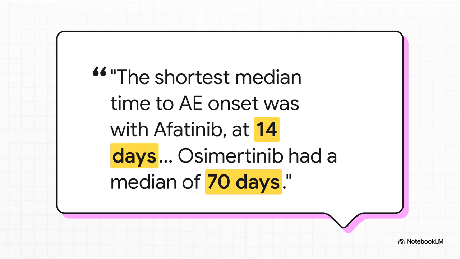You know, one of the most crucial takeaways for me wasn't just what happens, but when it happens. This quote from the paper really drives home a vital clinical pattern. With afatinib, the side effects hit fast and early, a median onset of just 14 days. But with osimertinib, it's a much more delayed fuse, with a median onset of 70 days. And that has huge implications for how we monitor our patients.